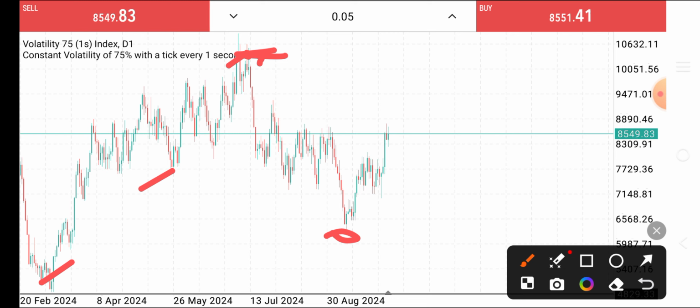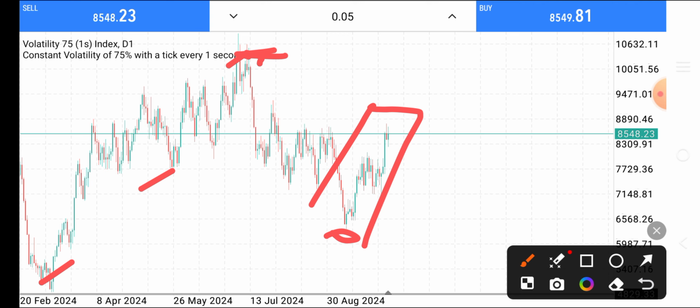Now we want to enter this trend, and this is the daily time frame. The market is currently in a buy. So we have spotted the structure now. The market is currently buying. How do we now enter this buy? How do we now join the buy?